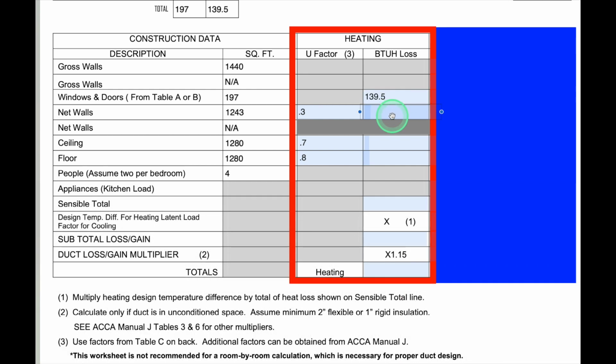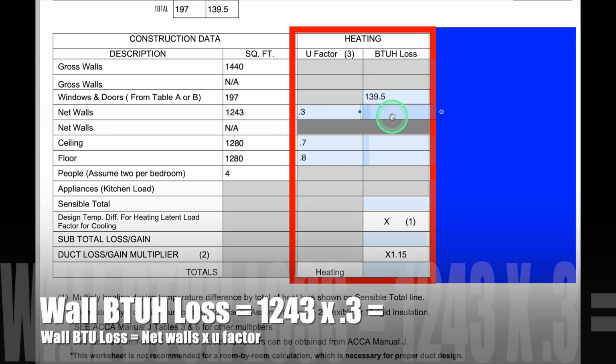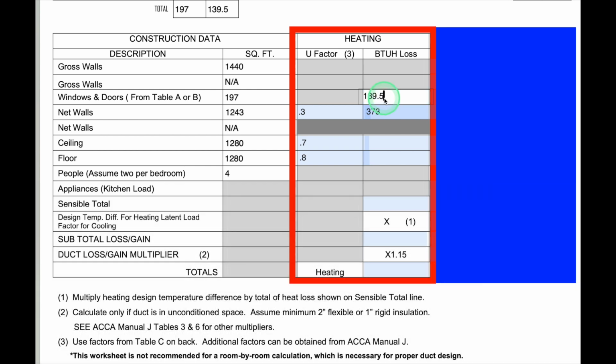How do we calculate the wall BTU loss? The heating factor gives us the amount of BTUs we're losing for every square foot. So we're going to multiply 1243 times 0.3, and that's going to go over here in the BTUH loss for net walls. 1243 times 0.3 gives us 372.9. We're going to round that to 373.